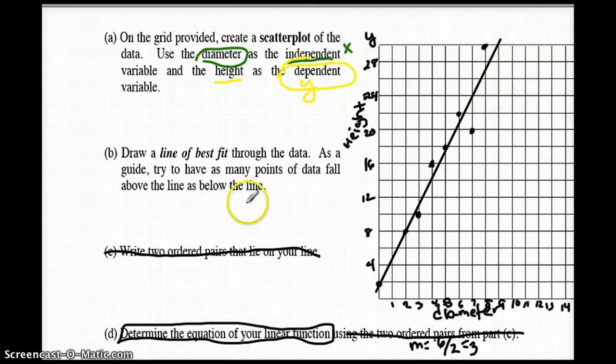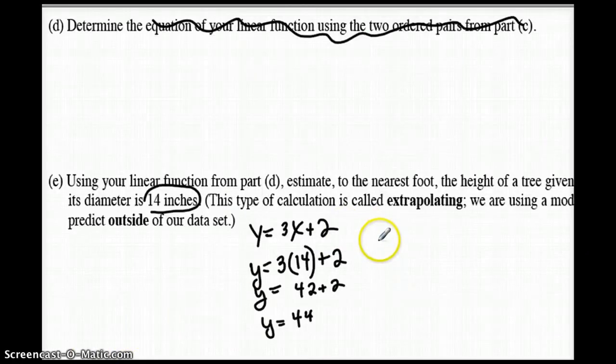So that's what we're trying to do, what's called extrapolate information from the data that we're given. Right here it says this type of calculation is called extrapolating. We're using the model, this is our model, to predict outside of our data set. So to go on and make a conjecture based on data that we've already plotted or come up with an equation or a model for. Okay, so that's the first one.